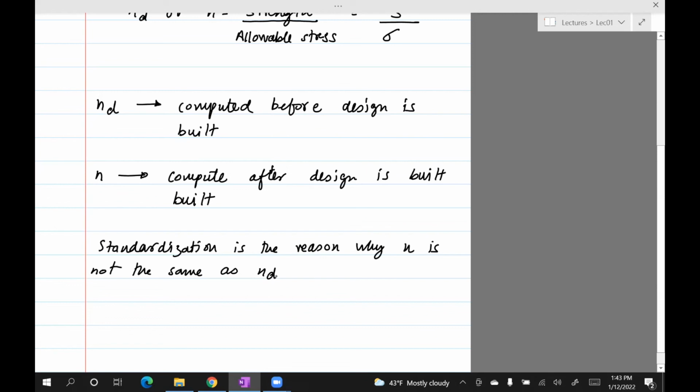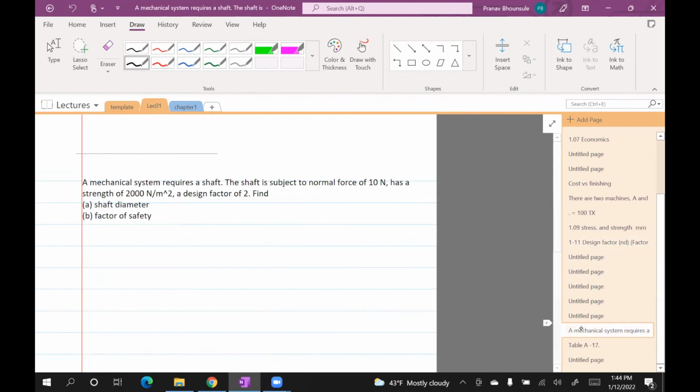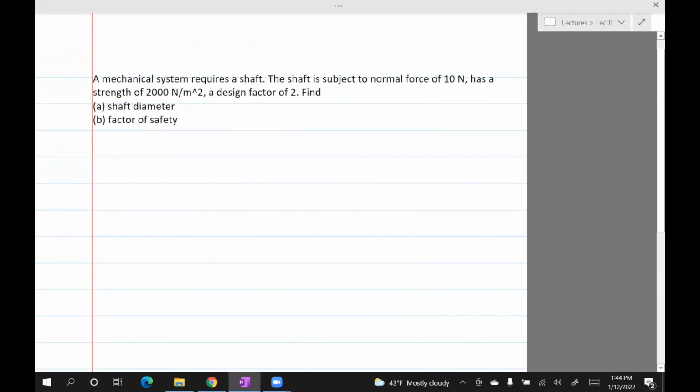Okay, so I think a problem will illustrate this best. I'm going to solve a problem which will illustrate why N and ND are different. Again, this question was posted in the handout. A mechanical system requires a shaft. The shaft is subject to a normal force of 10 newtons and has a strength of 2000 Newton per meter squared and a design factor of 2.